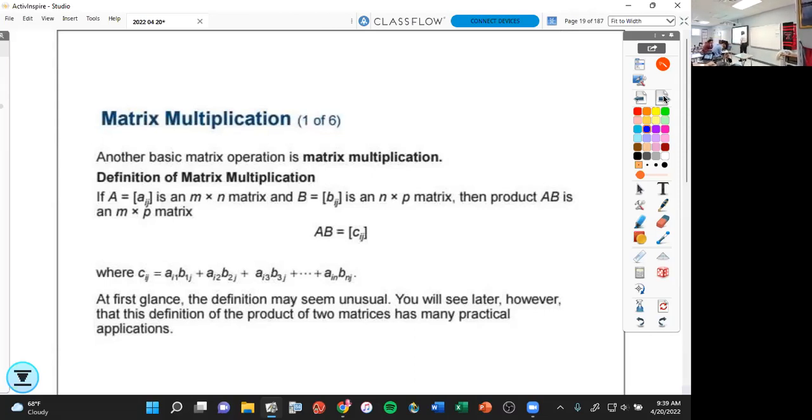So by definition, if matrix A has members A sub ij, and matrix B has members B sub ij, and we multiply them together, then C sub ij is equal to A sub i1 times B sub 1j. This is just a mess. I'm not even going to go further in this. We're just going to do one.